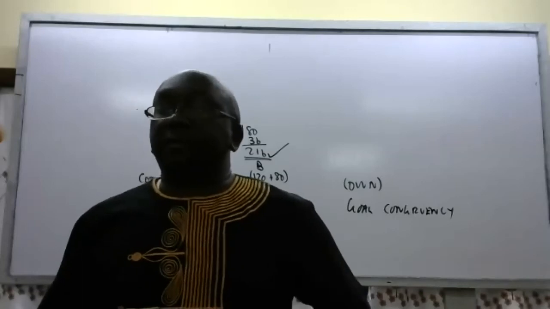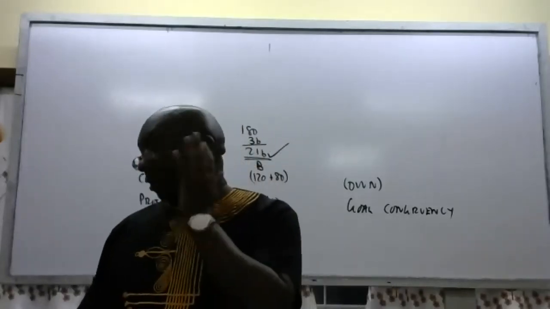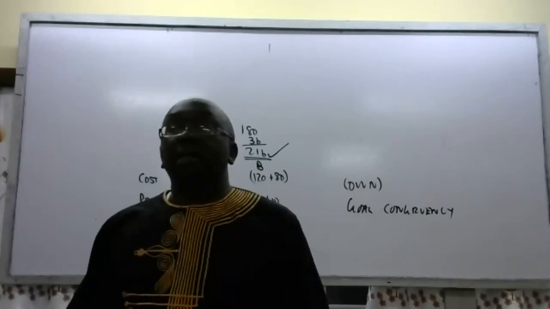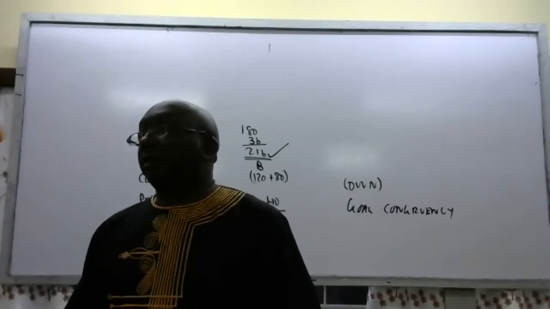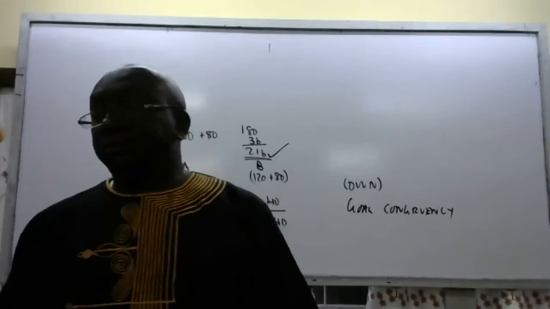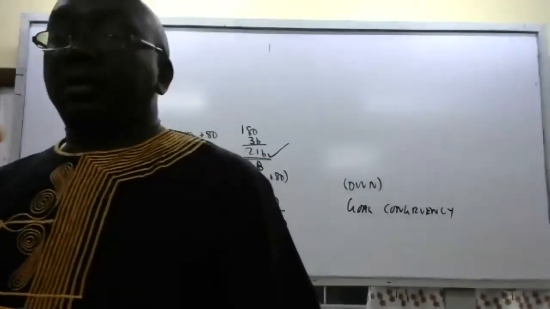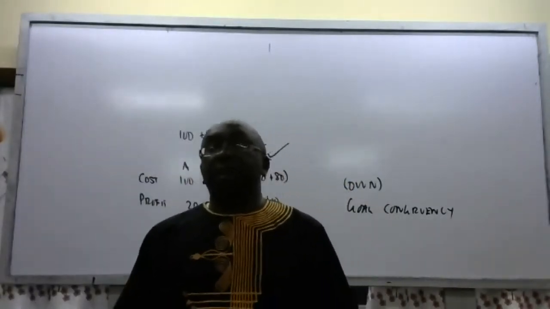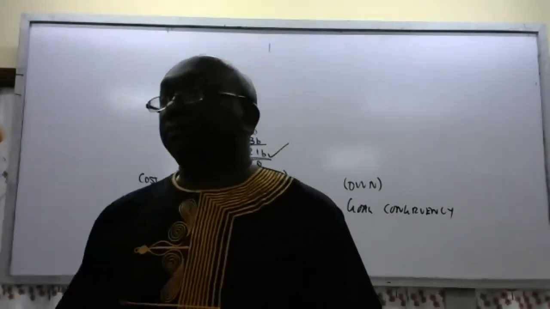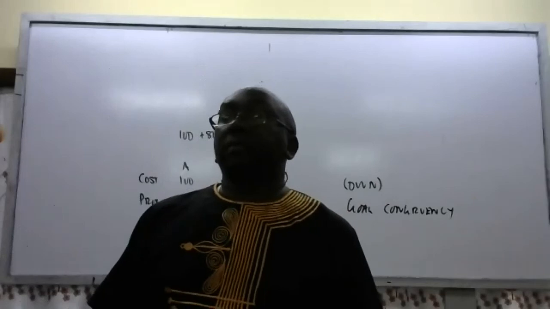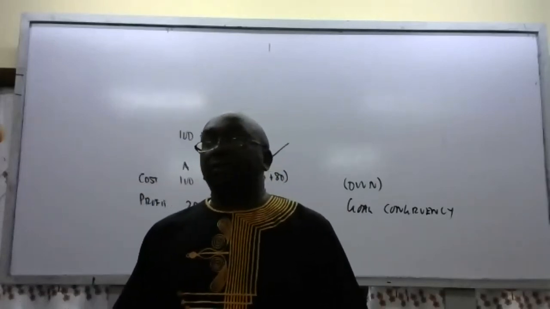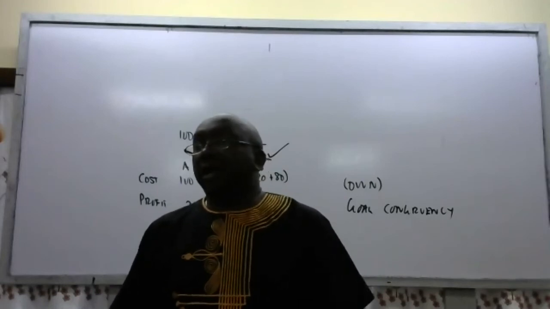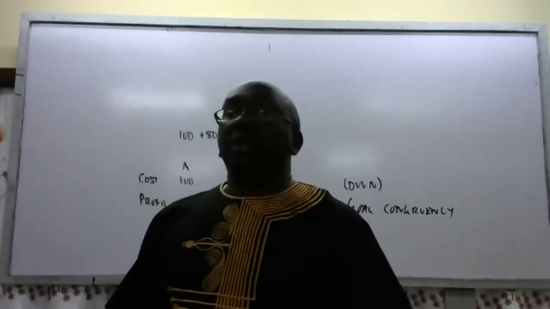Number 2, custom duties. If custom duties are high, transfer price should be understated. Remember duties are usually charged on the value of the goods. So you don't charge a very high price, then you end up paying a very high duty. You keep it low so that you pay a small duty.